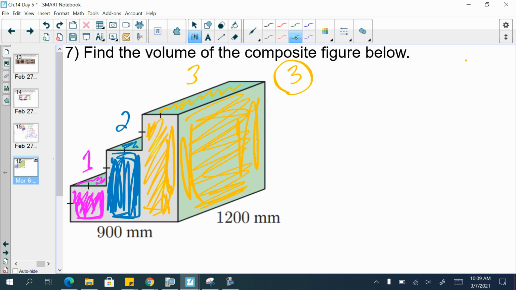So again, for any prism that we have to find the volume of, we're going to be doing area of the base times the height. Now this is a rectangular prism, right? Like, let's look at this as the base of it.